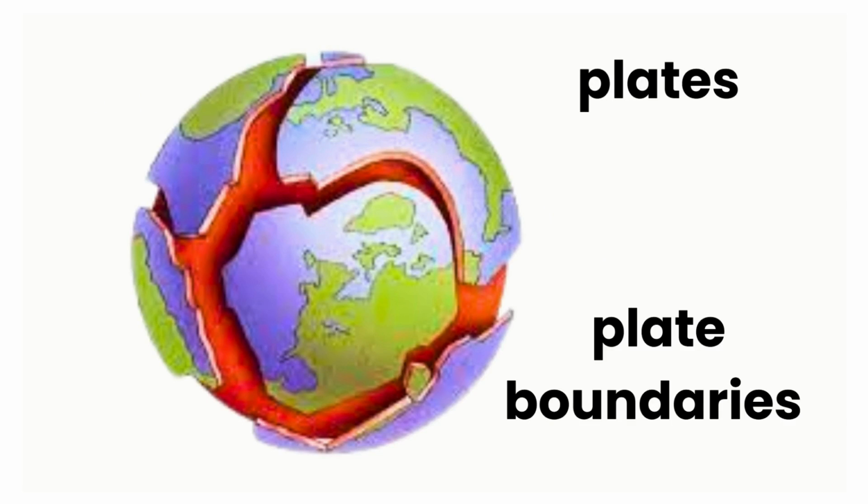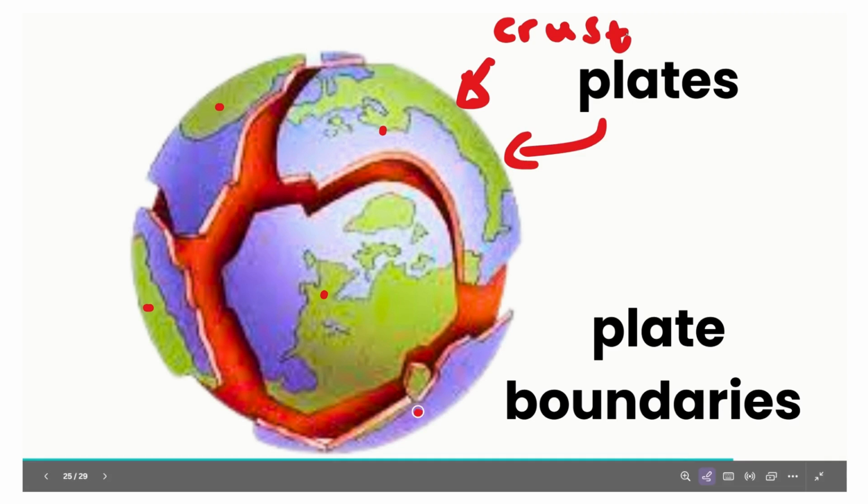The last thing we're going to discuss in this lesson is plates and plate boundaries. The earth is made up of different layers, and the outside of the earth, over here where we live, is called the crust. This crust of the earth is not just one piece, it's actually broken. These broken pieces are called plates. So plates are all of these pieces that the earth is broken into.